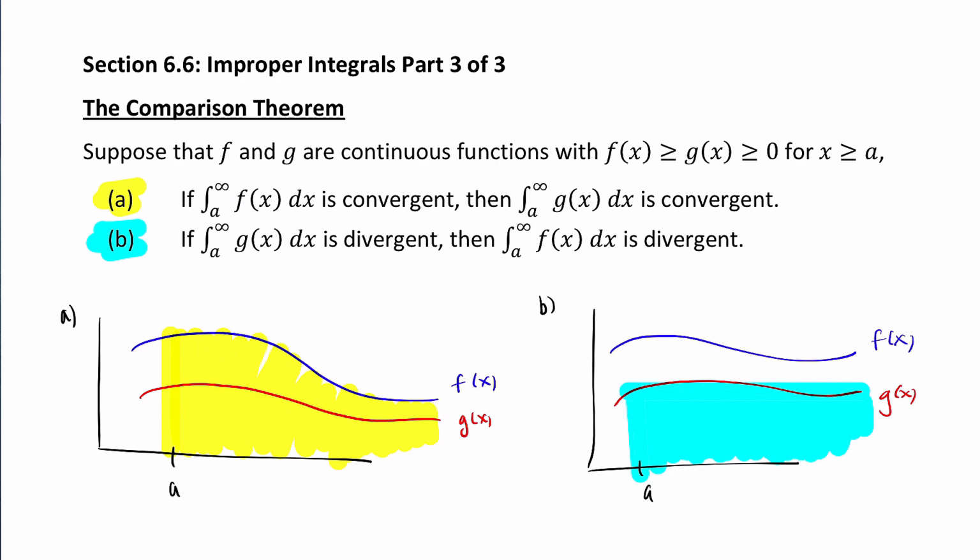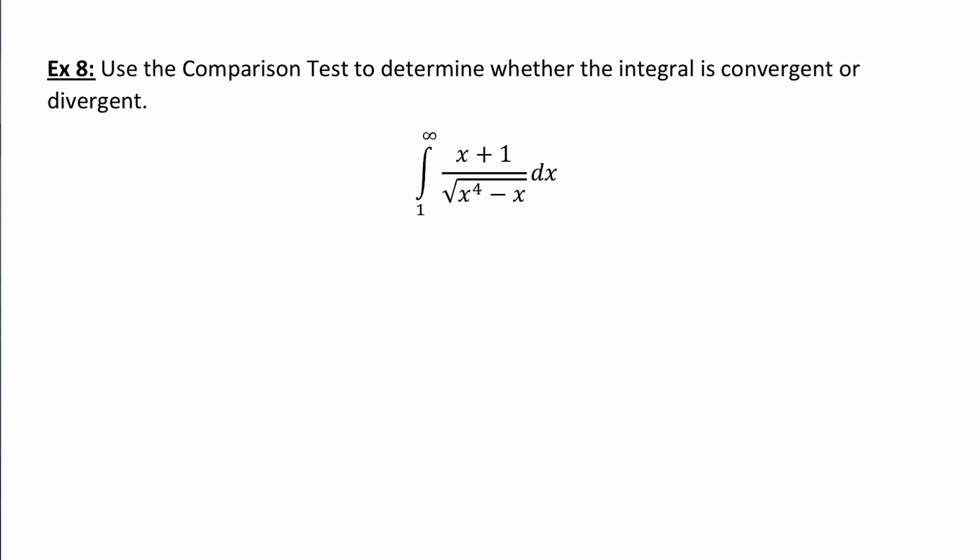Okay, beautiful. Let's do examples. We have to use the comparison test to determine whether the integral is convergent or divergent. We have the integral from 1 to infinity of x plus 1 over the square root of x to the fourth minus x dx. Now, the fact that we have some power functions here tells me that I should remind you of theorem number 2, okay?